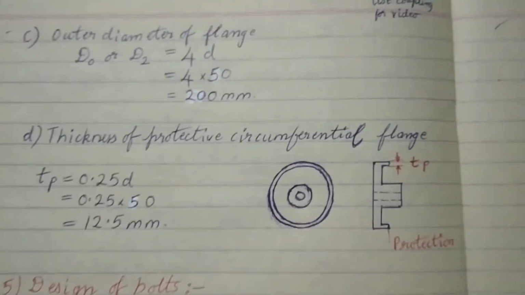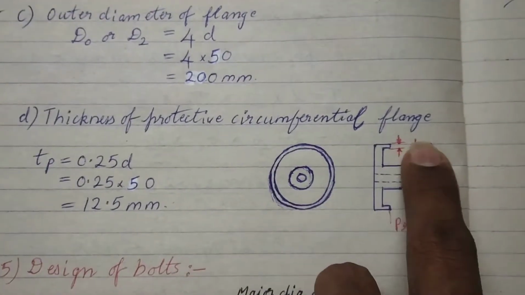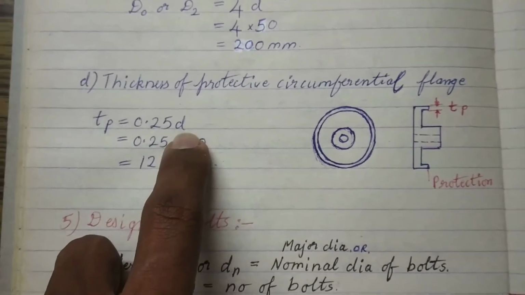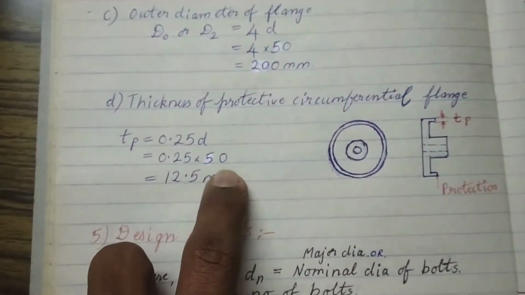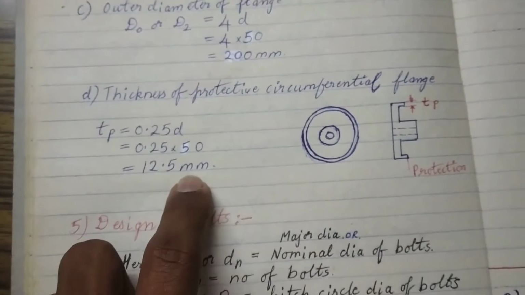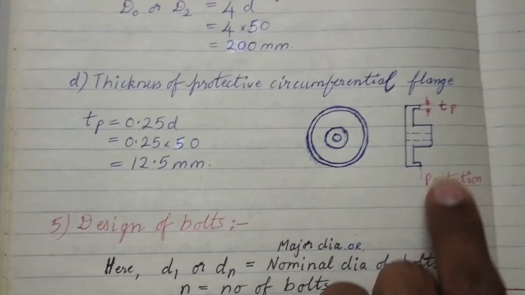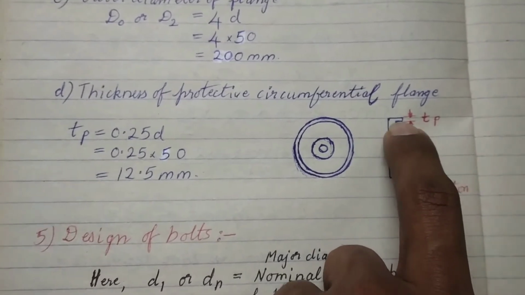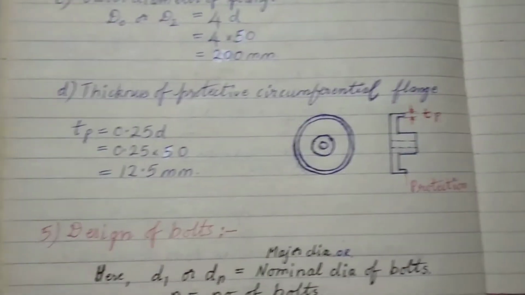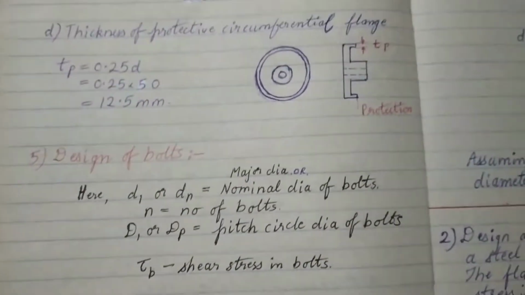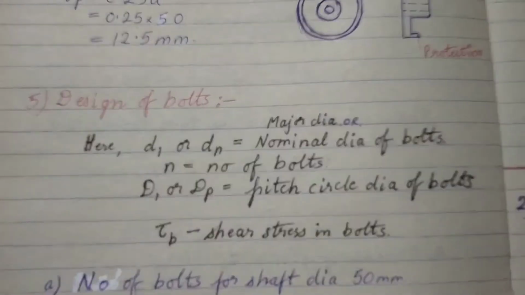Next, the thickness of the protective circumferential flange, TP, is 0.25D. 0.25 into 50 will give you 12.5 mm. That is the thickness of the protective circumferential flange, which you can see here. TP is this, or it can be this also. Both are TP, that is 12.5 mm. It is this thickness which we are referring to here. So finally, we'll come to the design of bolts.